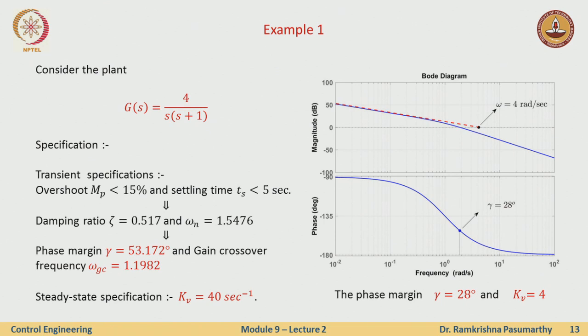Okay, now let us come back to the design problem. So I have G of s is 4 over s plus 1, and then I translate all these specifications in such a way that I want gamma or the phase margin to be 53 degrees together with Kv of 40 per second. So the open loop characteristic is that gamma is 28 and Kv is 4, as we have seen even earlier.